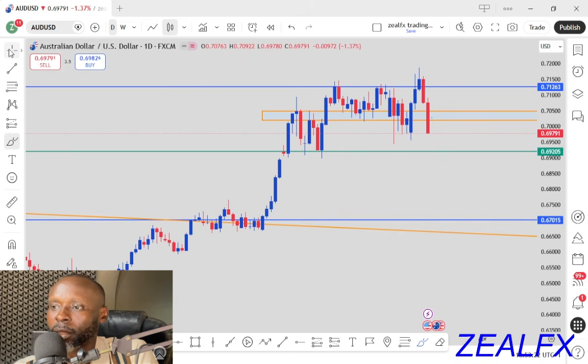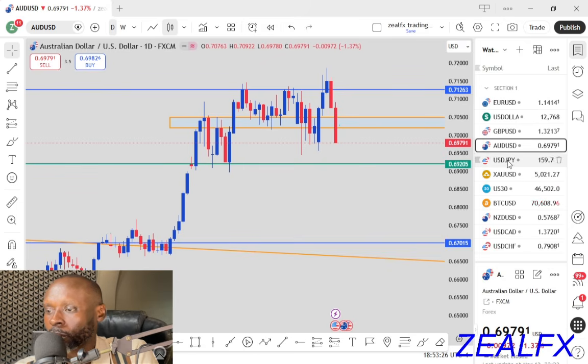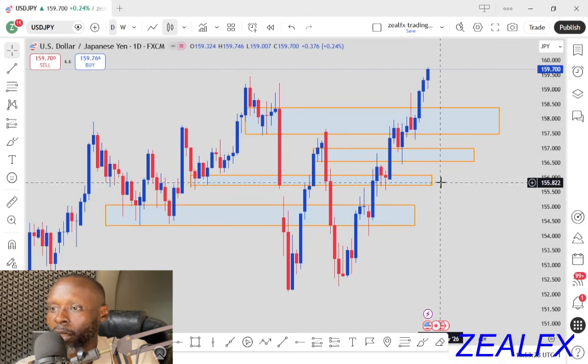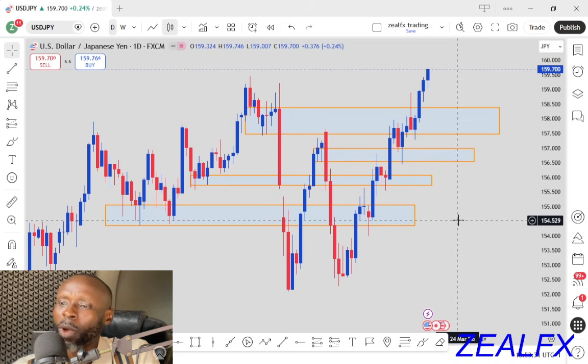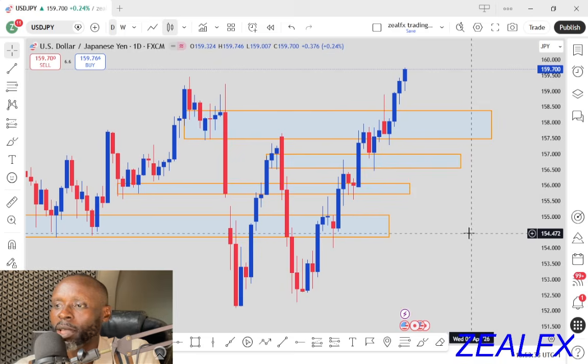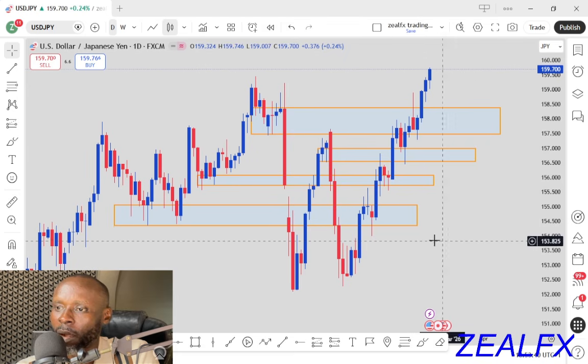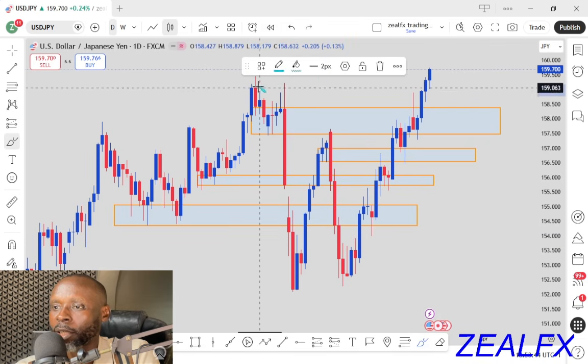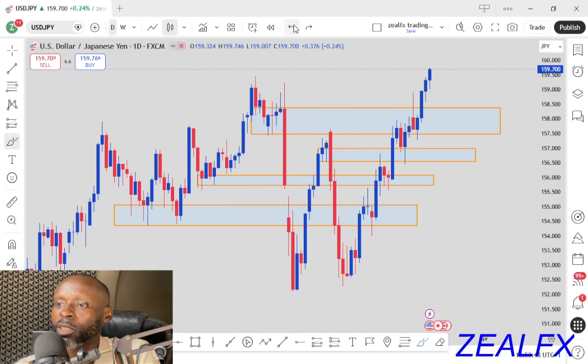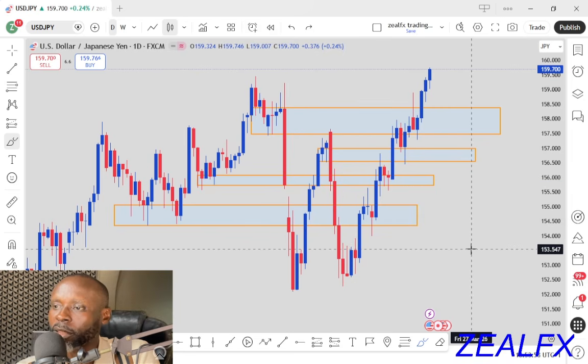So let's look at our next pair, which is the USDJPY. USDJPY on my daily chart, you can clearly see we still have strong bullish momentum already. Price is showing more of a bullish trend for the USDJPY. You can see that price has closed above our major structural level, which is this level and this level. So as long as price closes above this major structural level, we expect price to continue to push higher on the USDJPY.